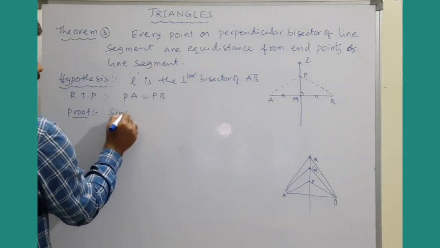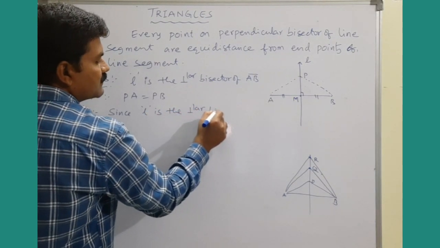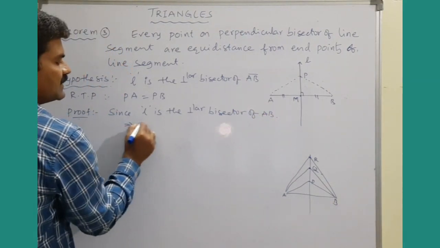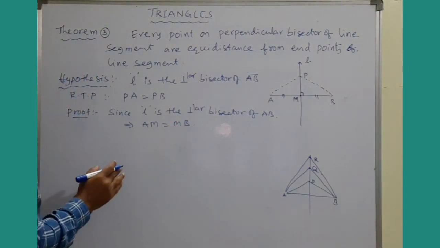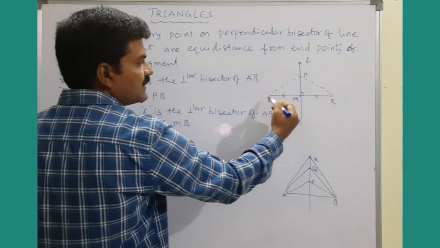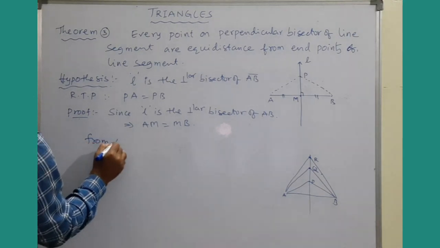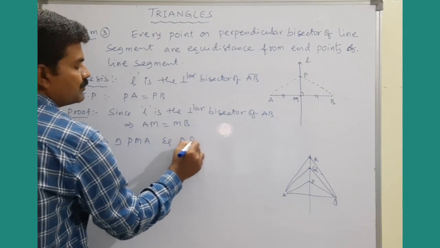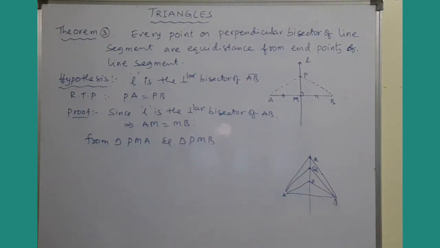since L is the perpendicular bisector of AB, I can say that AM is equals to MB. Okay. Now finally this perpendicular bisector divides into two triangles here. So coming to triangle PMA and triangle PMB. Okay. Now we have to prove that these two triangles are congruent to each other.